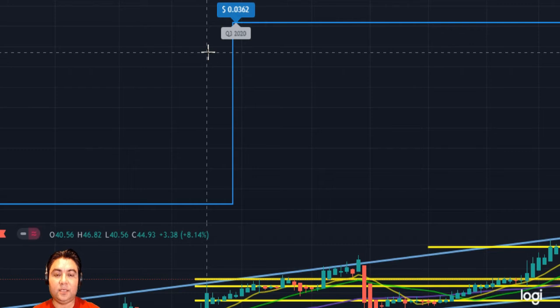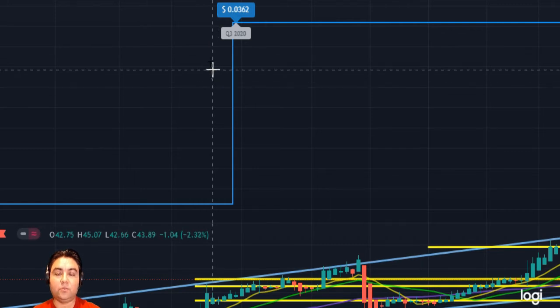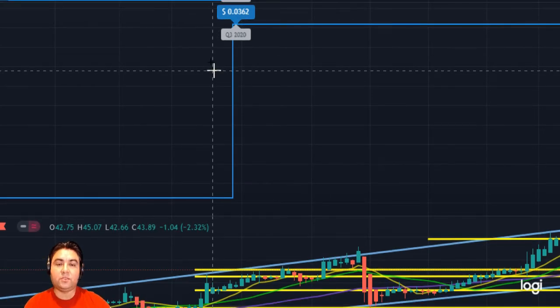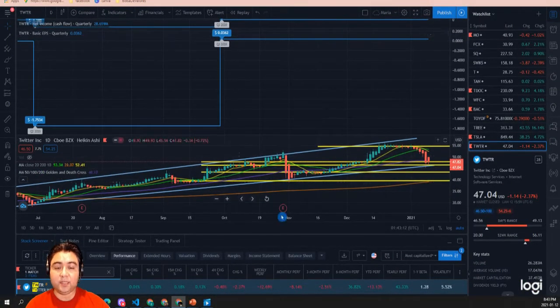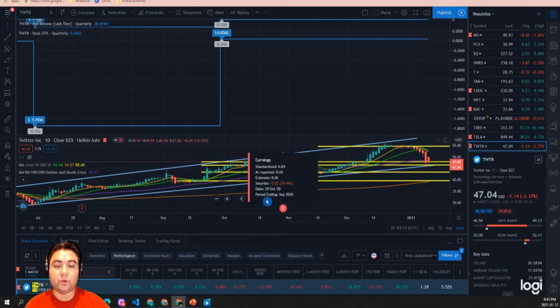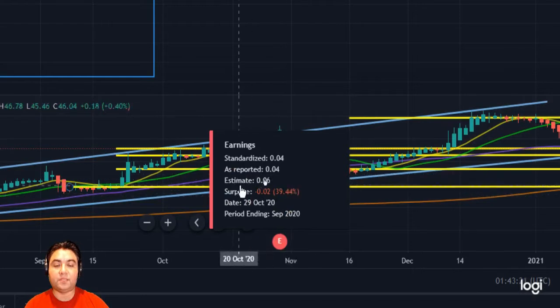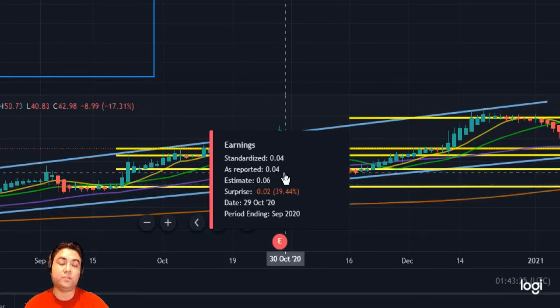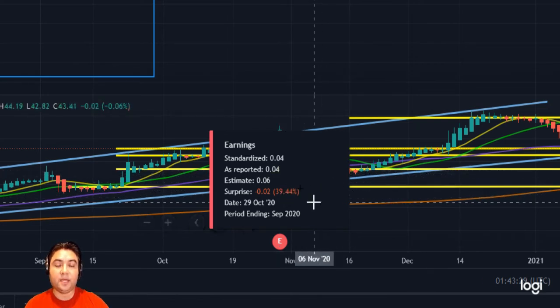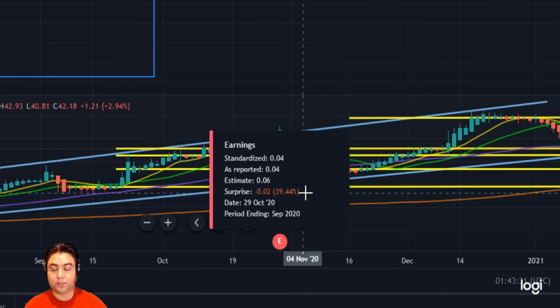In this case, for the last quarter, it closed with $0.03, basically 3 cents, almost 4 cents. And this report was shown on October 29, 2020. Unfortunately, the investors were expecting an estimate of basically 6 cents, but it was just reported as 4 cents. That means that it was a negative of 39.44 cents.